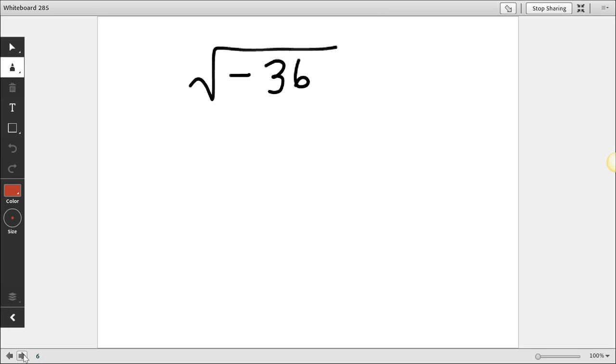So let's take a look at one more before we move on. Actually, this is like one of the ones in the lesson. The square root of -36. Well, 36 is a perfect square already. I know that if it's negative, I'm going to use i as a factor, as a square root. So this is going to equal 6i.